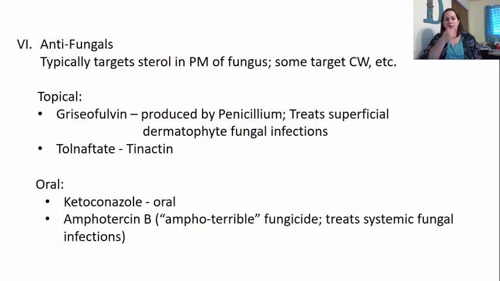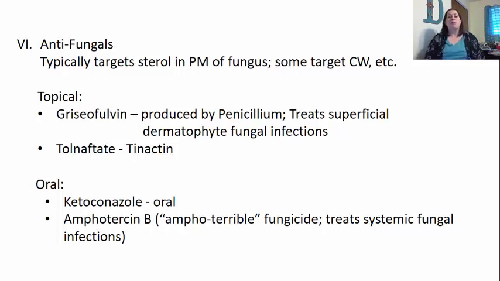With the topical antifungals, we have griseofulvin. This was produced by Penicillium. It treats superficial dermatophyte fungal infections. We then have tolnaftate. This is found in Tinactin, and you may have heard about this because the jingle goes "tough actin Tinactin." These are going to be topical creams and such to help treat topical fungal infections.